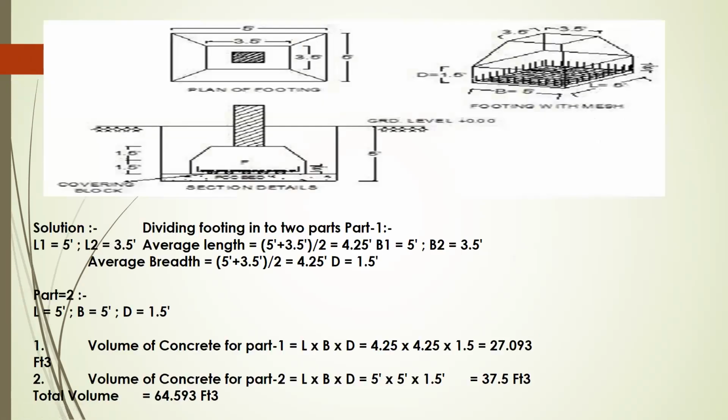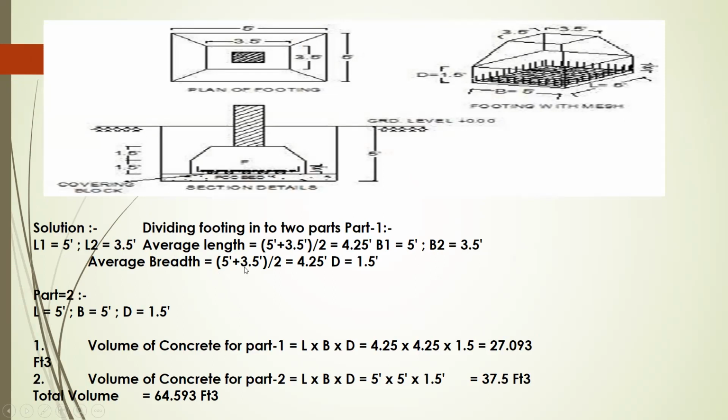Okay, now we are coming to the footing issues. Dividing the footing also, I can divide it into equal parts. That is L1, that is the lower part 1, 5 inches, L2 is equal to 3.5 inches. Okay. Average length is equal to 5.5 plus 3.5 divided by 2 is equal to 4.25. B1 is equal to 5 feet. B2 is equal to 3.5 feet.